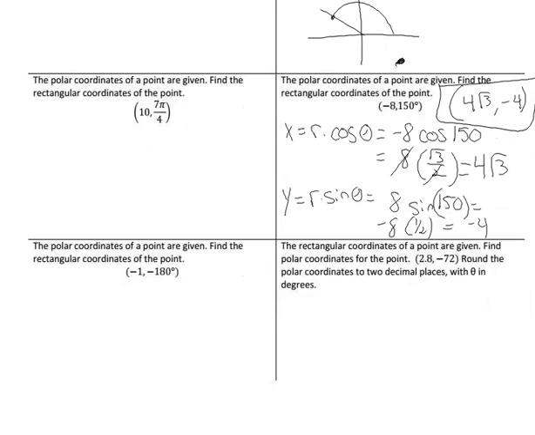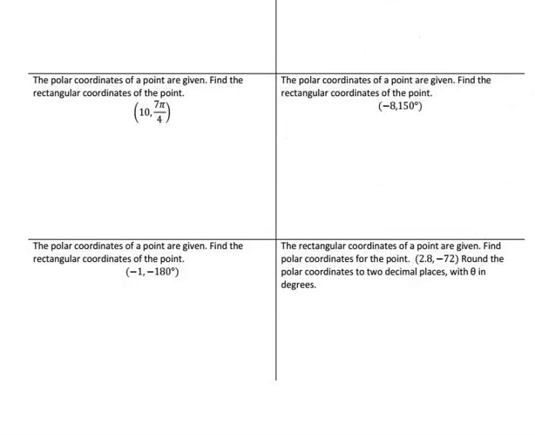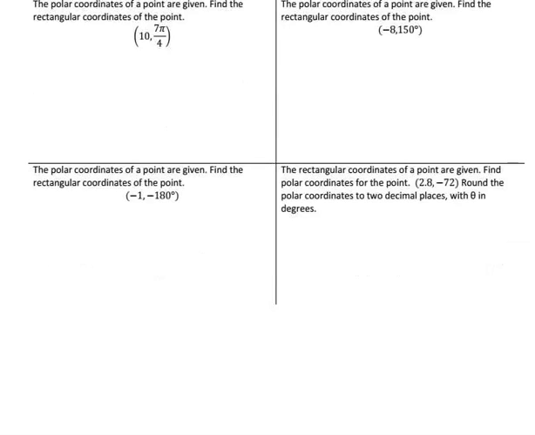Well, let's try another one. We're given the polar coordinate (-1, -180°). That is the polar coordinate. So that is a radius, and this -180 degrees is here. But a negative radius shoots it across the origin, so it's over here.